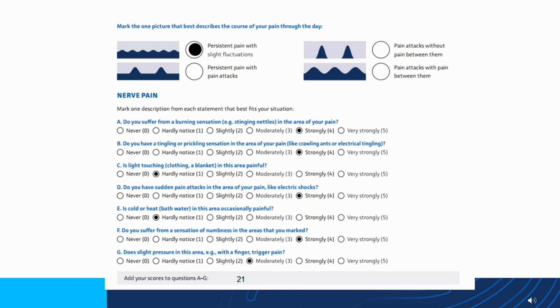This is the PainDETECT questionnaire. As I've said, one of the ways we define neuropathic pain. 21 was the score, and normally anything greater than about 19 can signify a significant proportion of neuropathic pain. So I thought there was an element of neuropathic pain here. And they ask burning, tingling, light touch, sudden pain attacks. This is an important one.